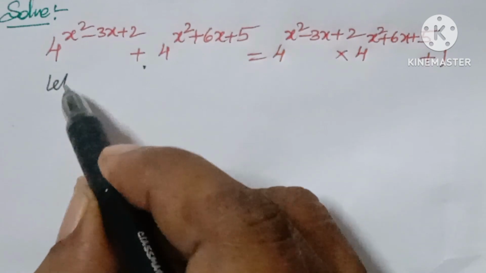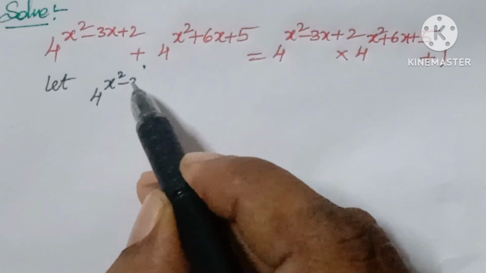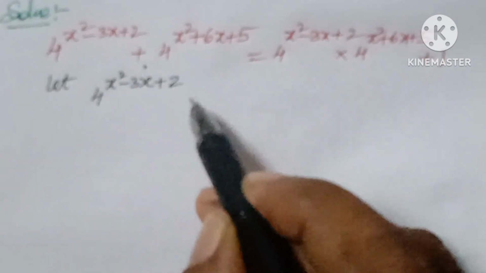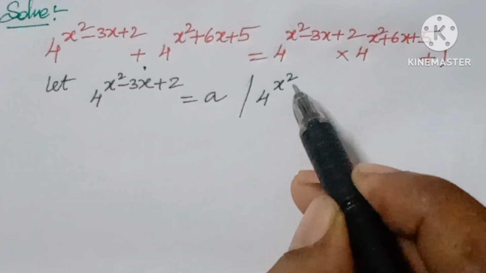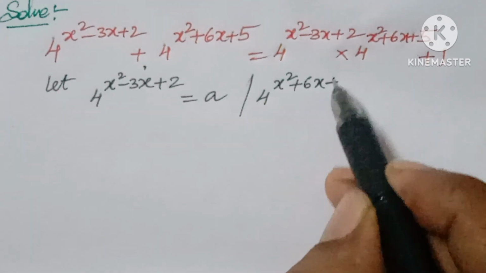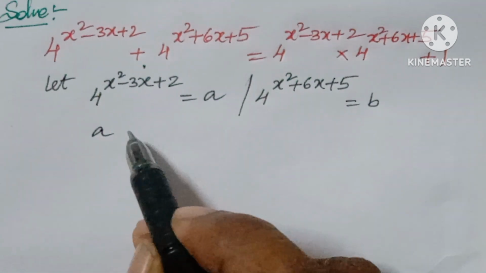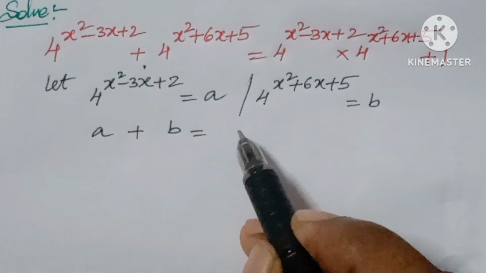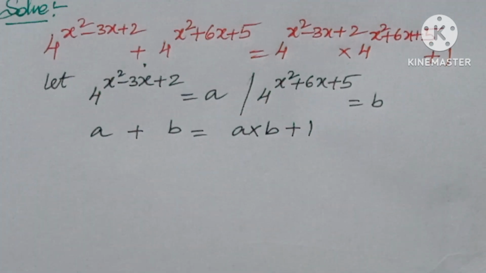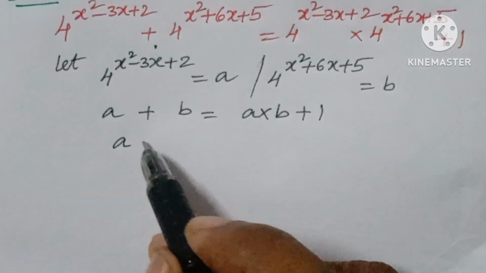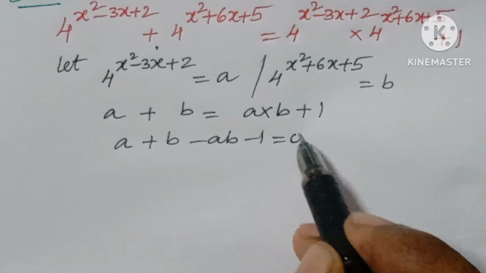So let us do it by substitution. Let us take 4 to the power of (x² − 3x + 2) equal to a, and 4 to the power of (x² + 6x + 5), let us take it as b. Now the equation will be a + b = ab + 1. Now sending all the terms to one side, a + b − ab − 1 = 0.